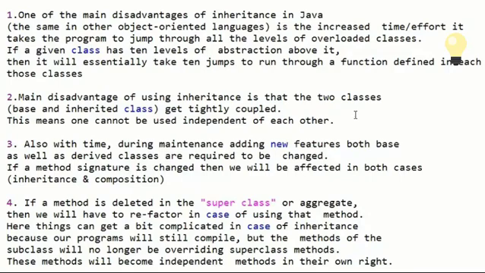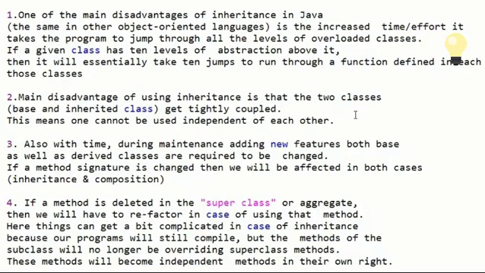And the second disadvantage of using inheritance is that the two classes get tightly coupled. This means one cannot be used independent of each other. The third disadvantage is that during maintenance, adding new features, both base as well as derived classes are required to be changed. If a method signature is changed, then we will be affected in both classes, inheritance and composition.